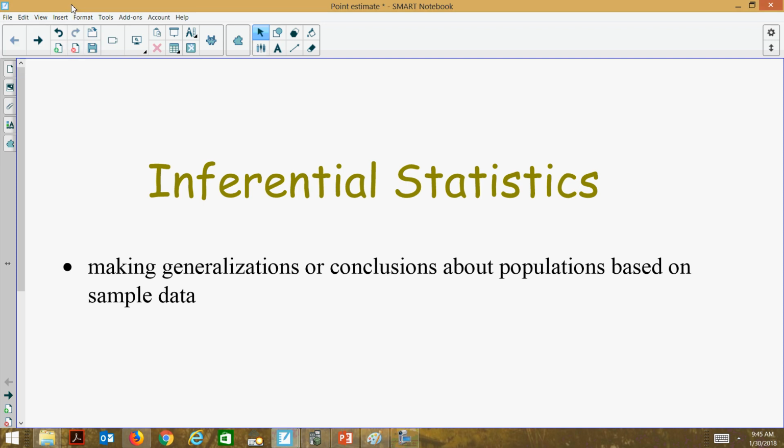We will begin talking about inferential statistics. Before, we were talking about descriptive statistics, which summarizes data. Now we're going to use that data to make generalizations or conclusions about populations.